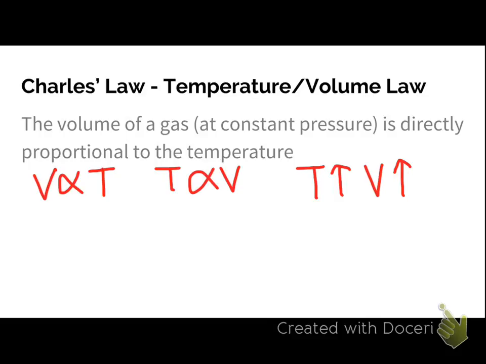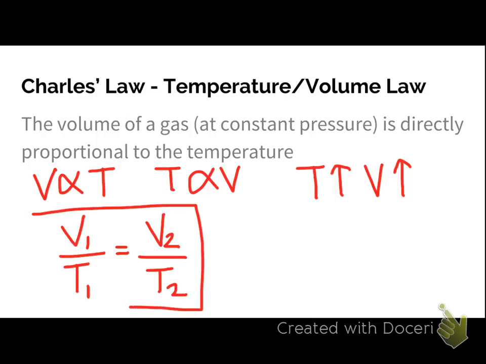Okay, so now direct is going to be a division. So V1 over T1 equals V2 over T2. Second equation, write it down and box it, this is what you need.